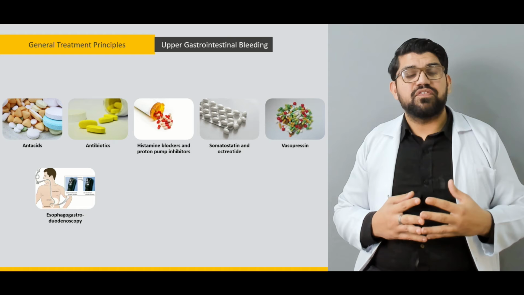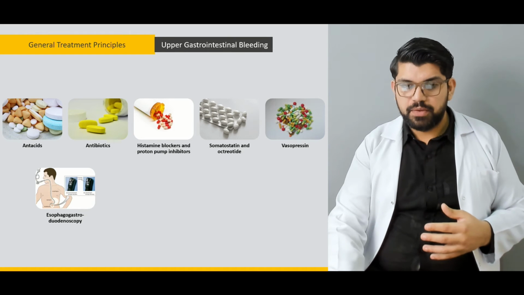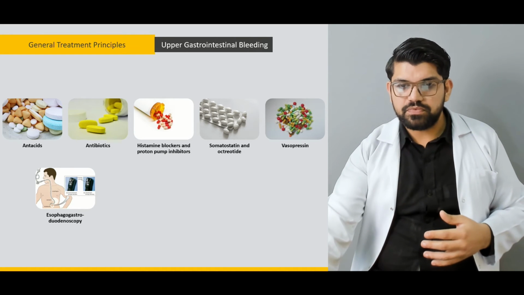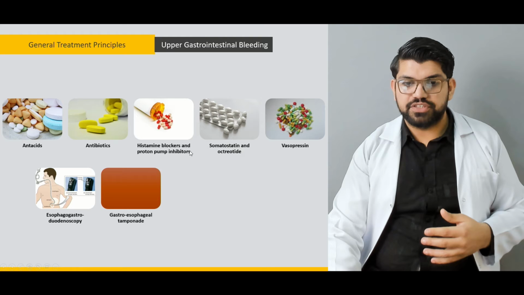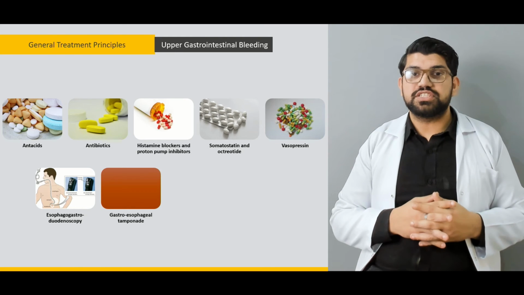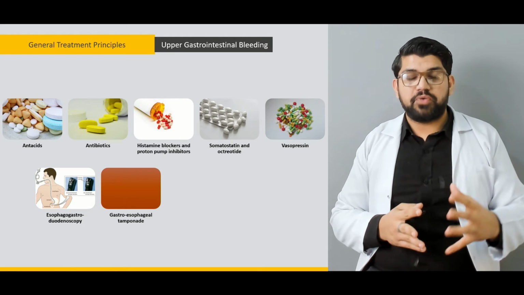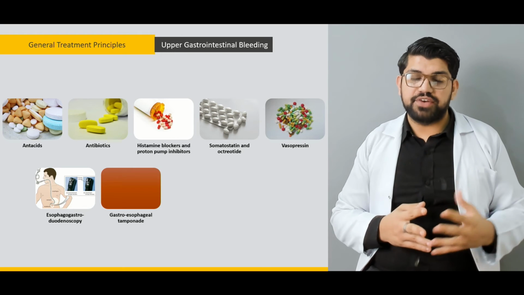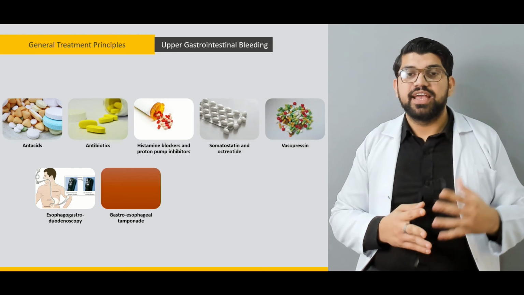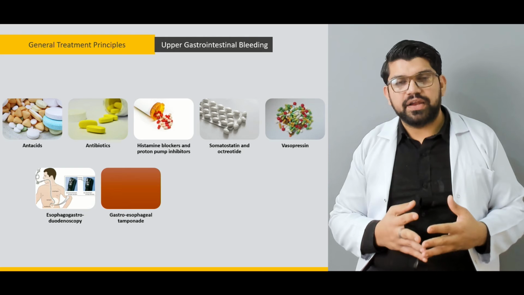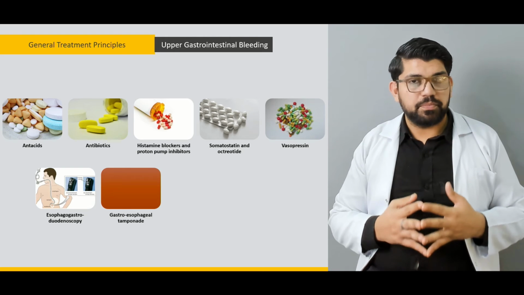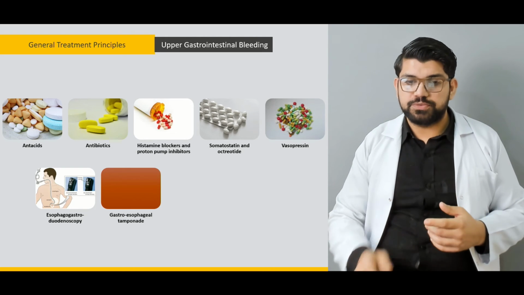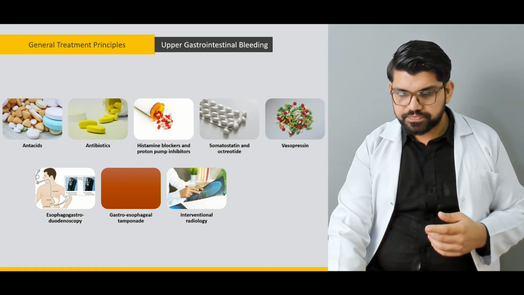At times, if endoscopy is not beneficial, one can go for other options such as gastroesophageal tamponade, which is direct pressure on the vessels of the GI tract to stop the bleeding. It is temporarily helpful, but can lead to perforation, ulcers, and rupture of the structures.